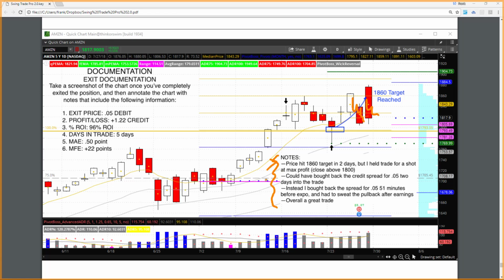Price hit the 1860 target in 2 days, but I held the trade for a shot at max profit, which is a close above 1800. I could have bought back the credit spread for a nickel 2 days into the trade. Instead, I bought back the spread for a nickel 51 minutes before expiration and had to sweat the pullback after earnings. Overall, it was a great trade, but there were some things to work on. Again, I know this trade really well because I put the notes on it, and I can go back and refer to it.